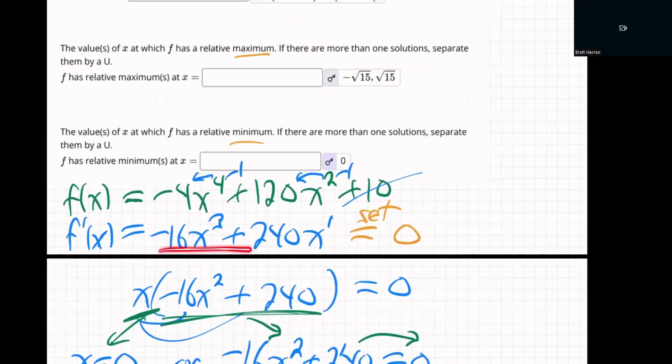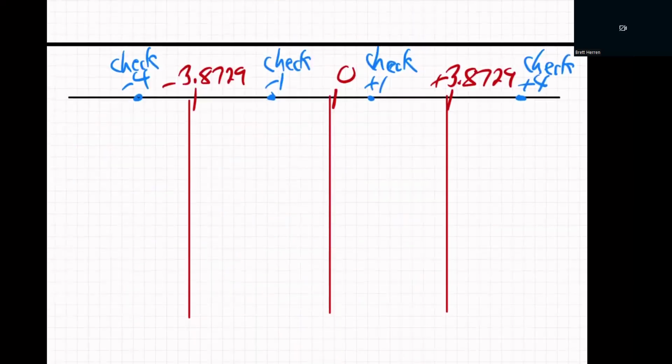Checking the first derivative because that's the slope, right? First derivative is slope. We want to know is the slope up or down? Graph going up or down? Negative 16x cubed plus 240x. That's f prime, right? So I'm going to take the negative 4.